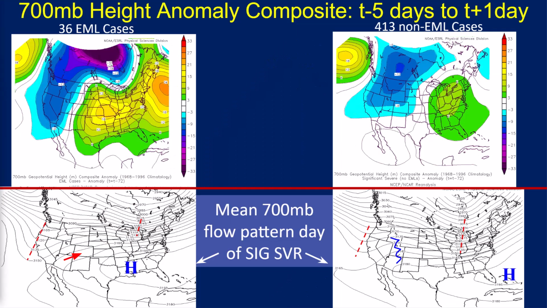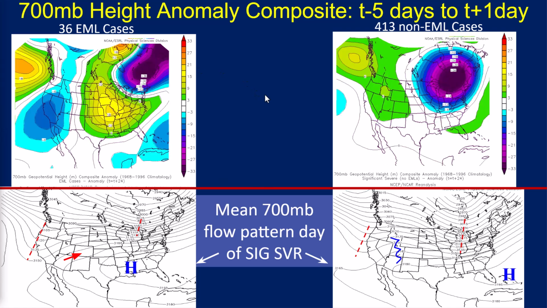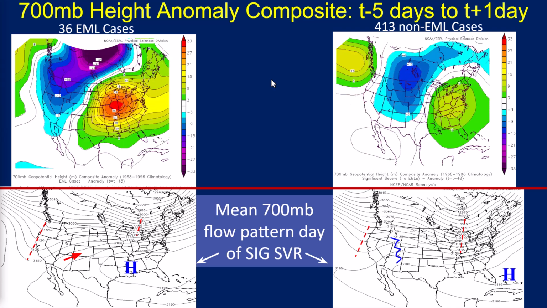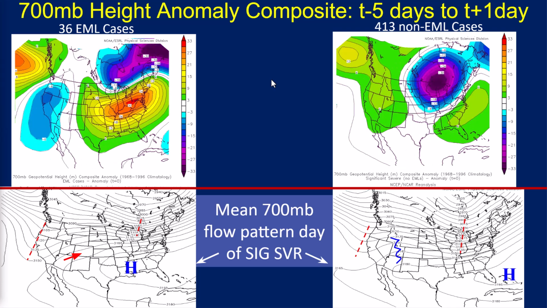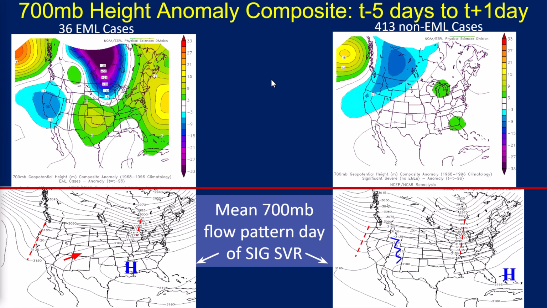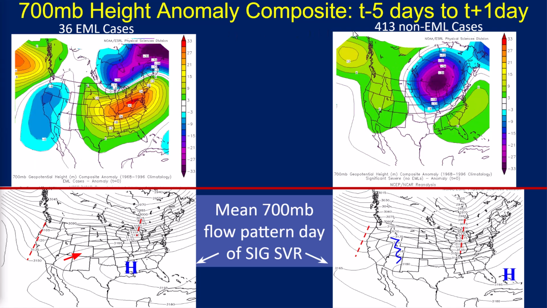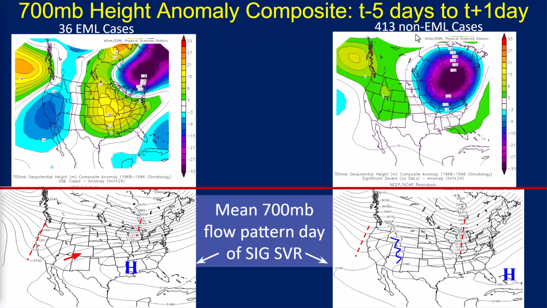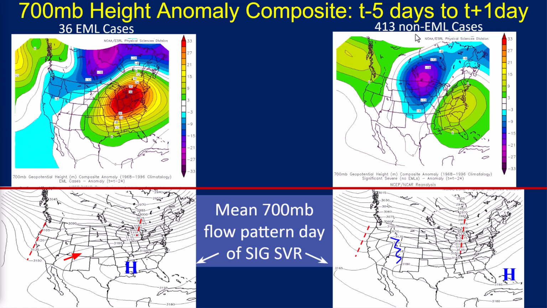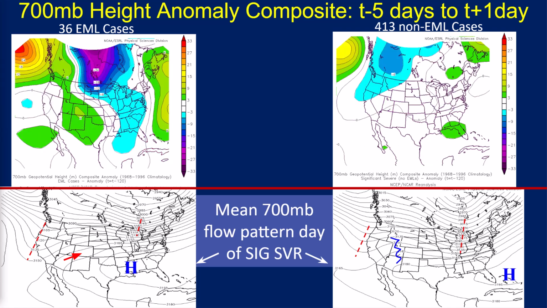So what is different synoptically between a significant severe event with an EML and a significant severe event that doesn't include an EML? The North American Regional Reanalysis data, or NARR, composite 700 millibar heights based on the 36 EML cases is shown on the left. The NARR 700 millibar height composite based on 413 non-EML cases we cataloged is shown on the right. Based on the height anomalies, note that the 700 millibar ridge builds more strongly northward across the Tennessee and Ohio valleys in the EML composite.